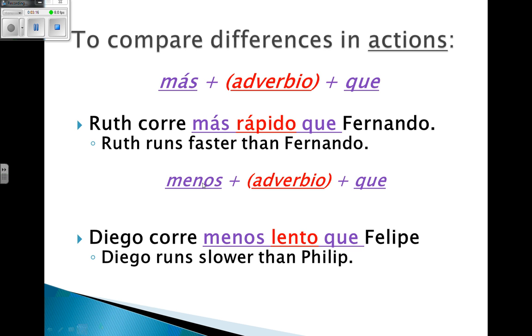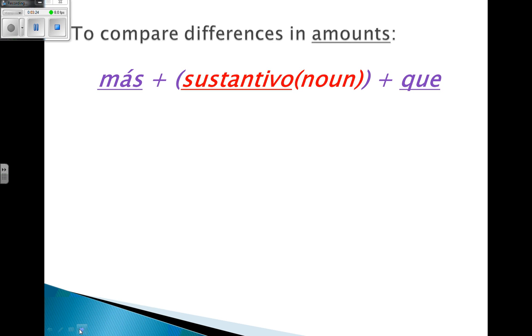Okay, so less than. To compare differences in amounts, again, más plus a noun and then que.